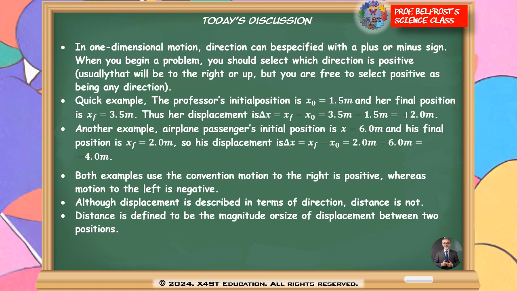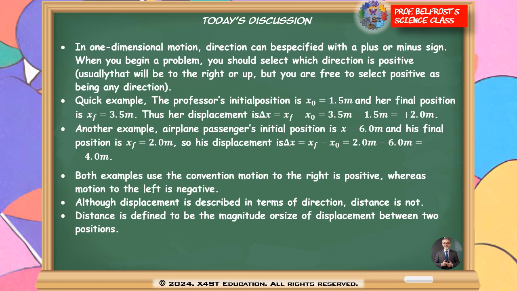In one-dimensional motion, direction can be specified with either a plus or minus sign. When you begin a problem, you should select which direction is positive. Mostly we will take right or up to be positive, but actually you're free to select any direction to be positive, as long as you stick to that convention all along.